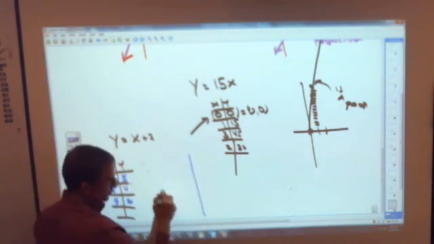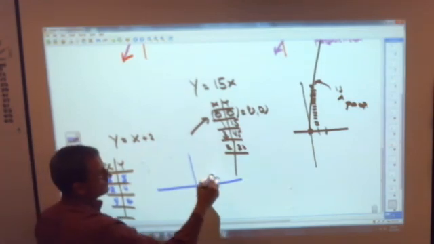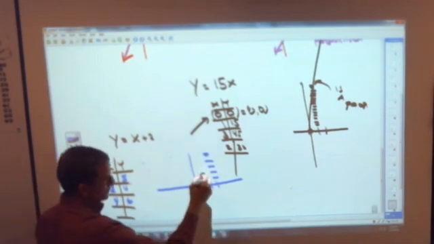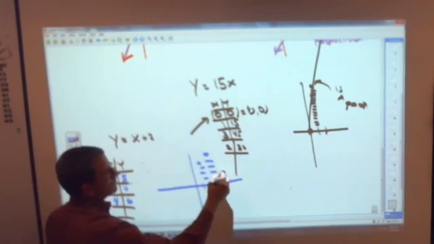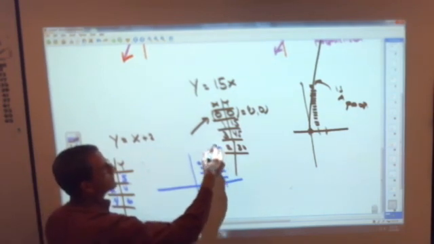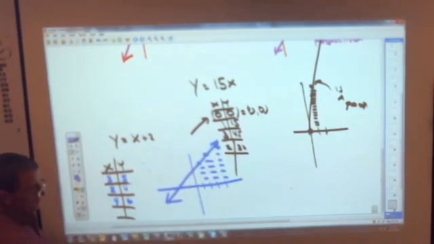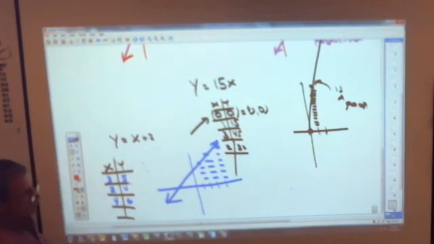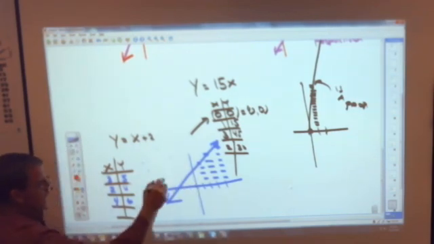If I graph those points, 3, 5, 1, 2, 3, 1, 2, 3, 4, 5 is a point right there. 2, 4, 1, 2, 3, 4. 4, 6, 1, 2, 3, 4, 5, 6. Like this. There's my graph of that line. Is that a proportion? Why is it not? Okay. Because it doesn't go through the origin. So this is not proportional.